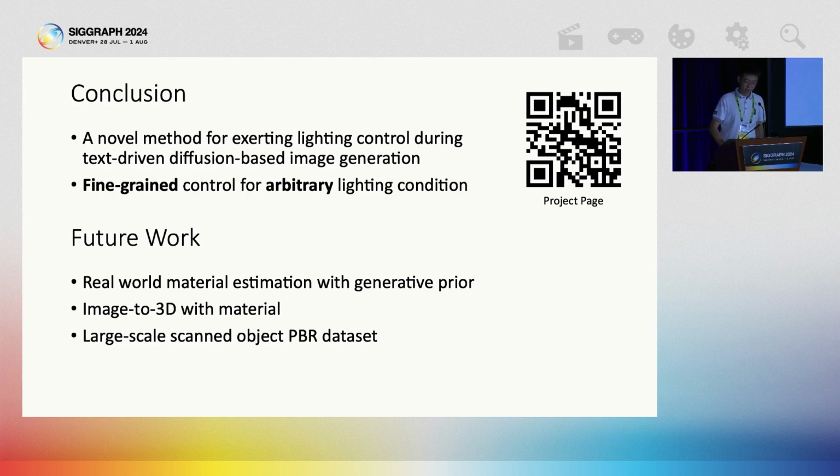To summarize, we introduced DiLightNet, a novel method to add lighting control to diffusion-based image generation. Our method can provide fine-grained control under arbitrary lighting conditions. We hope DiLightNet will benefit methods for real-world material estimation and image to 3D generation. As with all diffusion models, more training data is better, and we expect that DiLightNet will benefit from the availability of future large-scale real-world object PBR datasets.